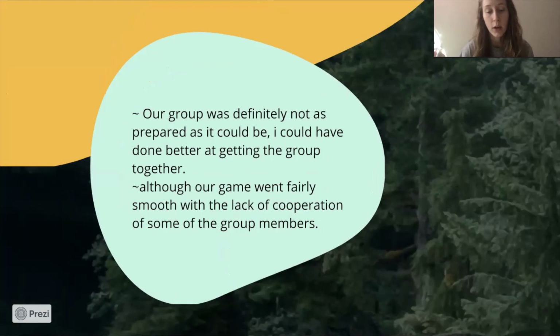Luckily, I did have a lot of help from Brad and Alex, but I think with the participation and response that we got from the rest of our group members, the game went fairly smoothly, all things considering, with the lack of cooperation. I think the participants did enjoy the game. You know, everyone seemed to be laughing and things like that, but I definitely could have done better by not messing up that first question.